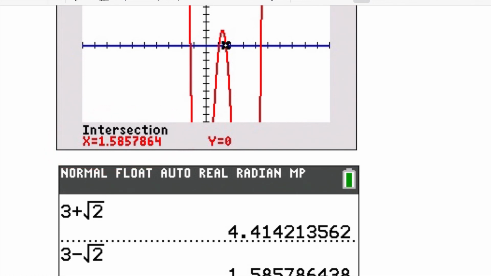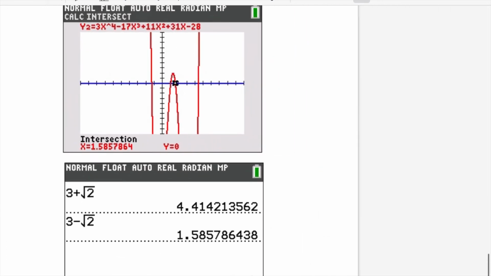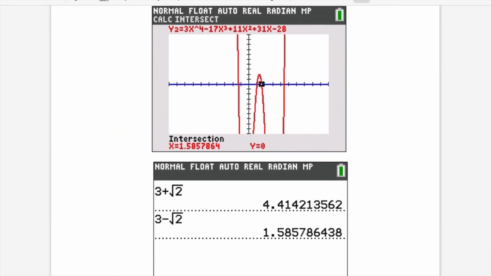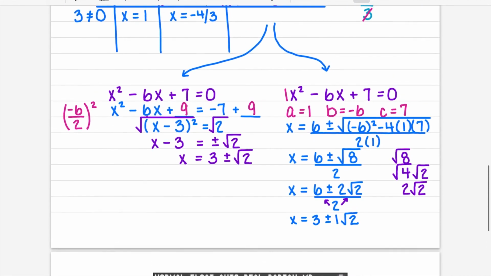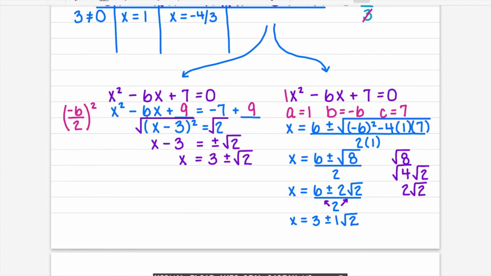While this wouldn't be helpful for imaginary roots, when they're irrational, you can 100% use this strategy to check because there's a lot of room for error. So you want to always check your answers as much as possible to make sure that they're reasonable.